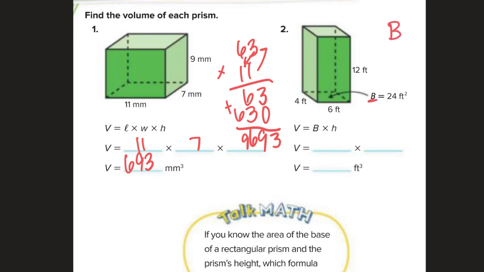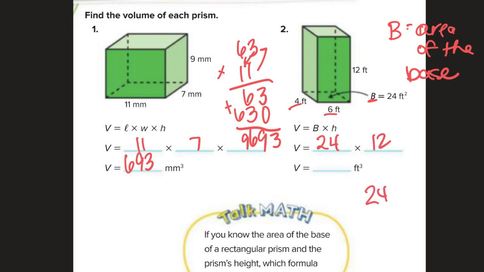Lastly here, it tells you the area. So capital B is the area of the base. Okay. So I could use 24. Oh, it looks like that's what they want me to do, because 4 times 6 is 24. So I can just multiply 24 by 12. 24 multiplied by 12. 4 times 2 is 8. 2 times 2 is 4. Moving over to the tens place. 1 times 4 is 4. And 2 times 1 is 2. When I add that together, I get 288 feet cubed.